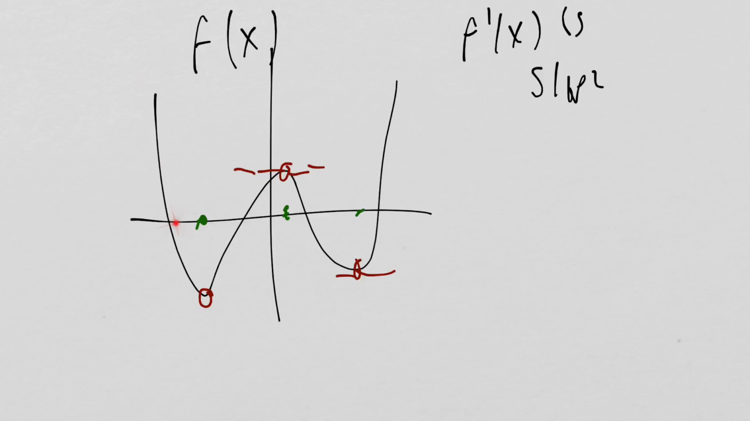And then we can see that this function starts by decreasing, so the derivative must start as being negative to show that it has a negative slope. The function has a negative slope until there where it's flat. Now it has a positive slope until there, and then it has a negative slope again.